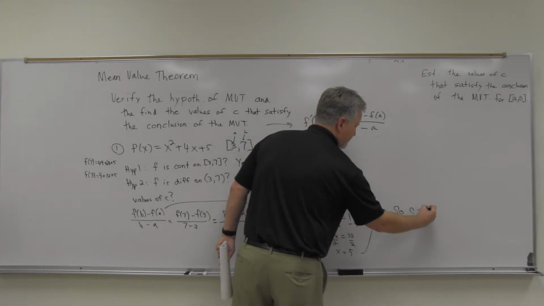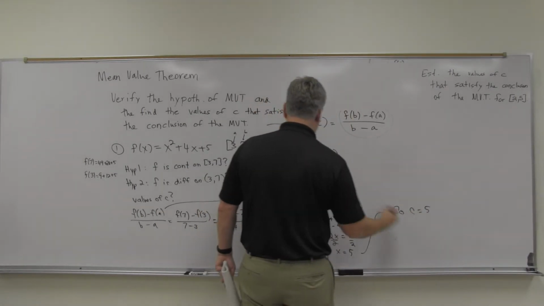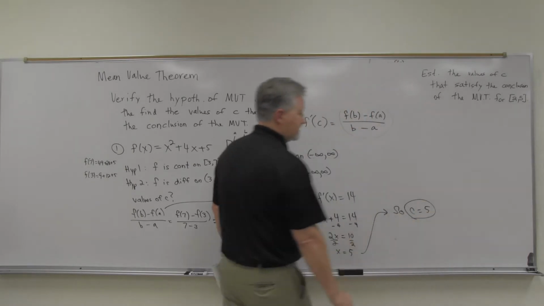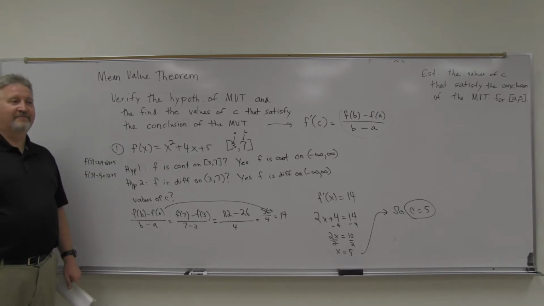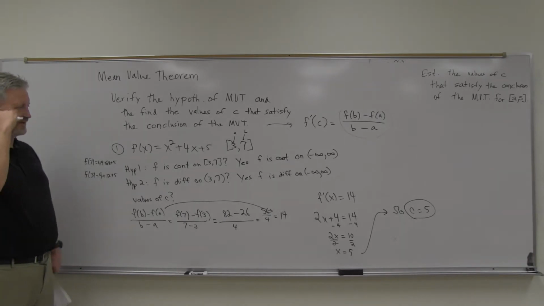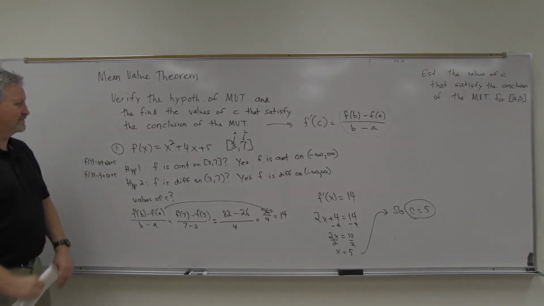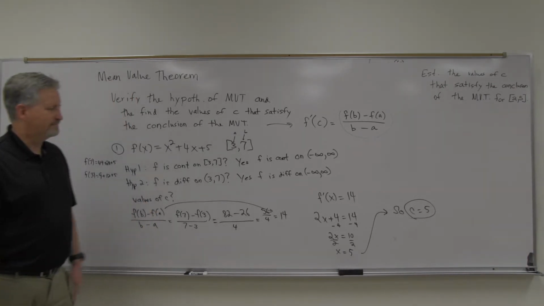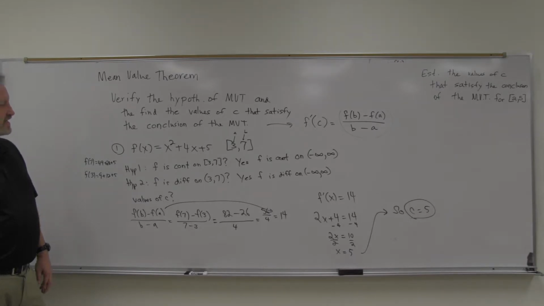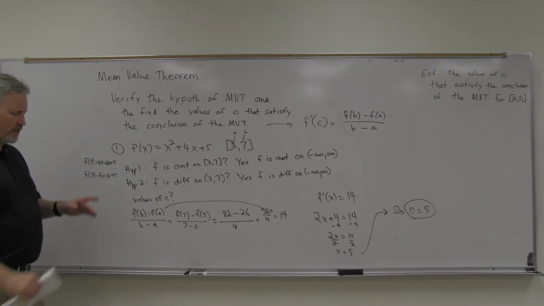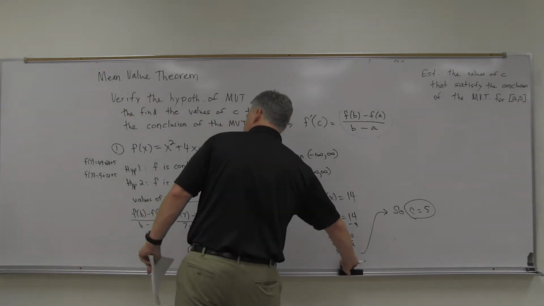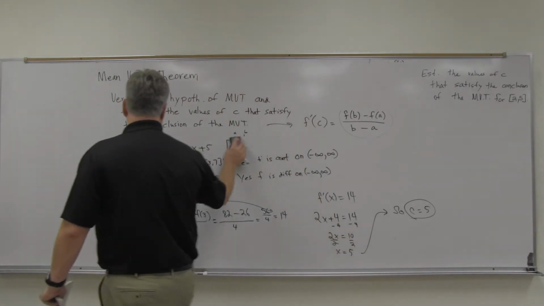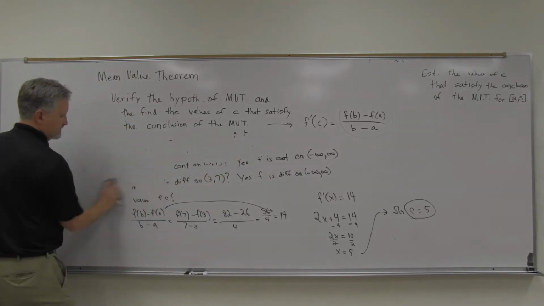So C is going to be 5 because it's in 3 to 7. So 5 would satisfy that, which, again, noticing there, is right smack dab in the middle, but that won't always happen. You can't just always jump to the middle. It won't always be the middle. All right? Let me try another one here. This has got a couple of different pieces.